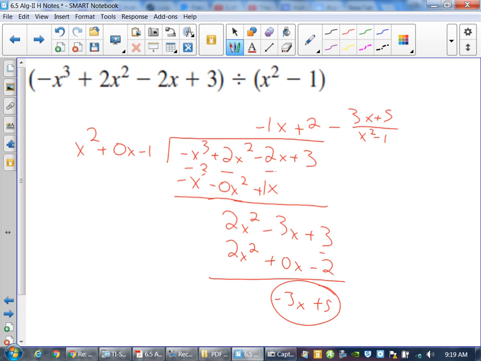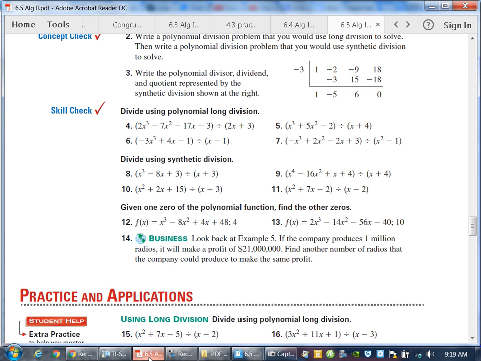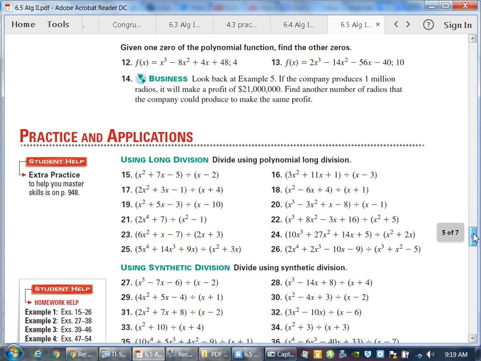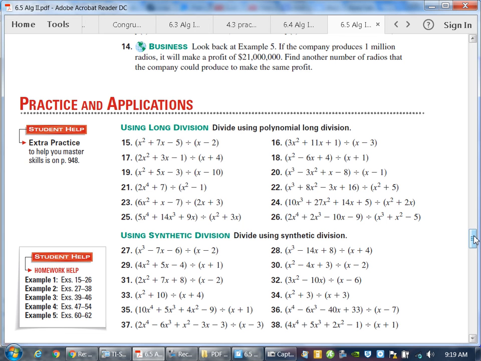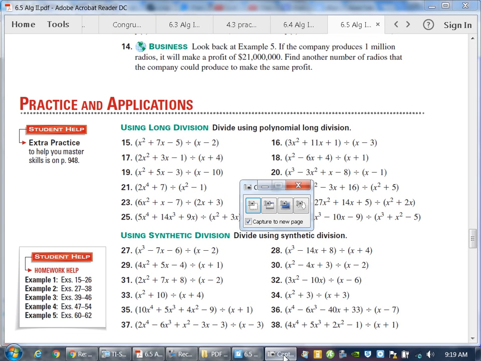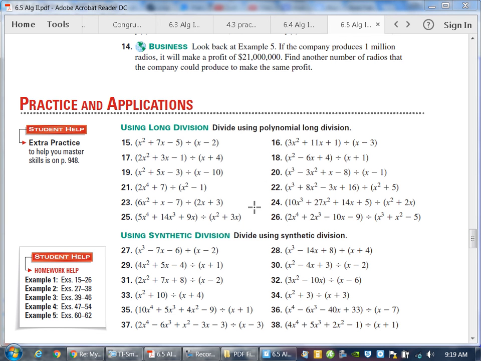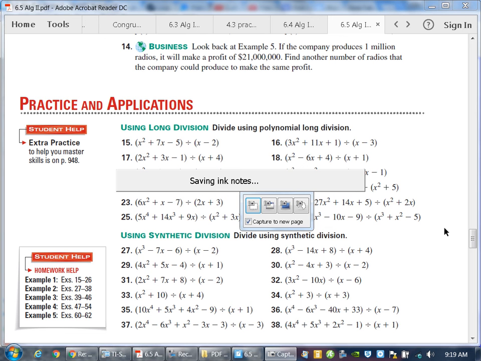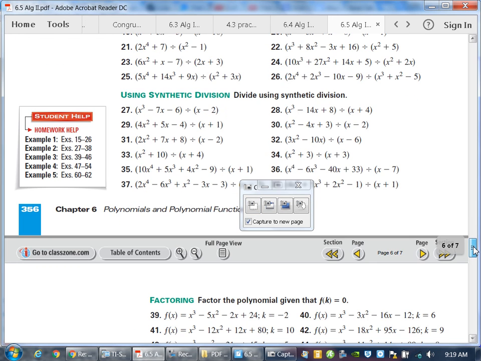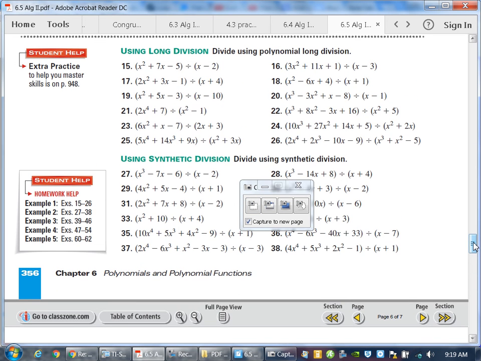Let's see. So this is 6-5. I'll go back to it. I just want to get this in here real quick. Let's do, so it's 6-5. I don't remember what page this is. Let's just do those 6. That's plenty for a weekend. Yeah. It's 356.